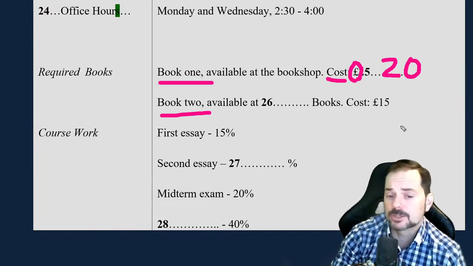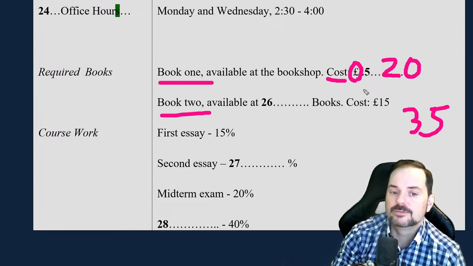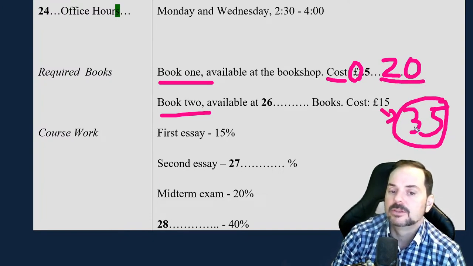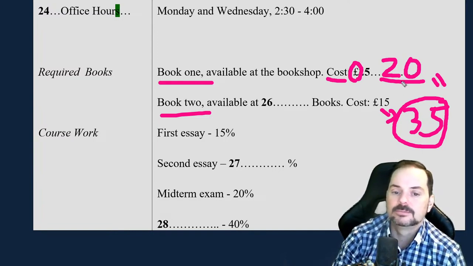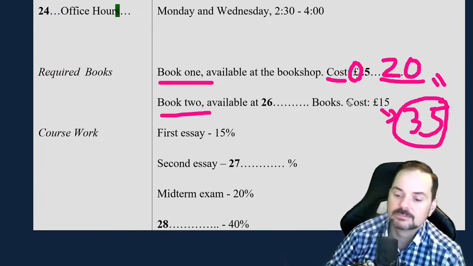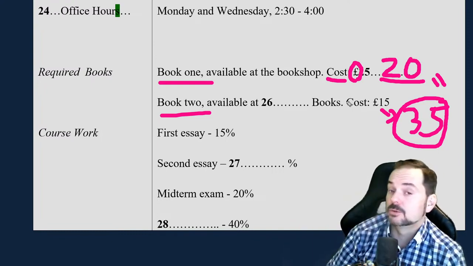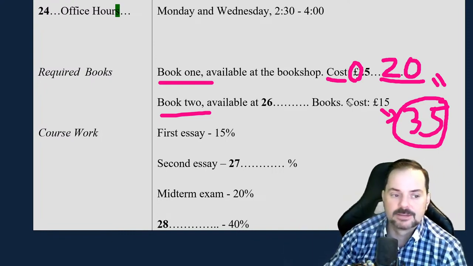Now, they also say the two books together cost 35 pounds. So if you missed the 20, but you got the 35, you can do some quick math to figure out that 35 minus 15 will equal 20, right? So a little bit of thinking goes a long ways in the IELTS exam.